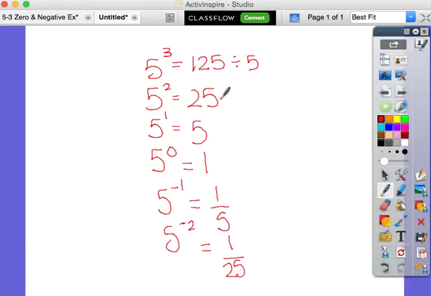Divide by 5. You get 25, right? This is going to make sense. Divide by 5. You get 5. Divide by 5. You get 1. Divide by 5 and you get 1/5. Ta-da! Now do you understand? And divide by 5 again and you get 1/25. So there's a pattern there. So maybe I should have said that earlier.